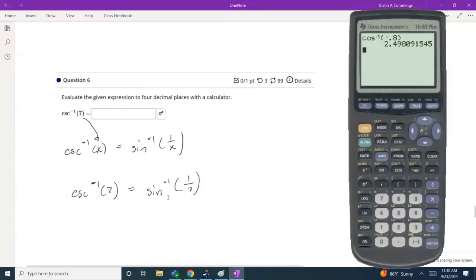So now I can put this in my calculator. I can put in the arc sine of 1 divided by 7. And here they want us to round to 4 decimal places, so that looks like 0.1433.